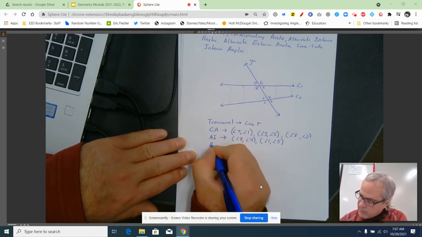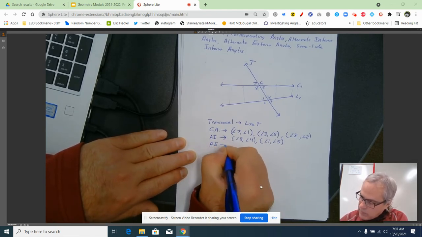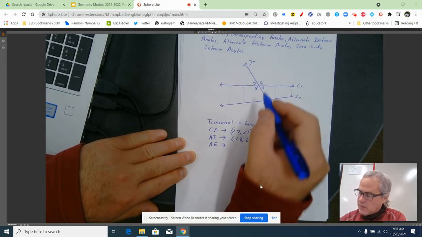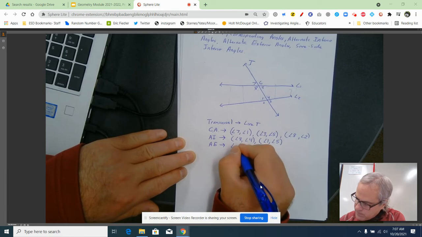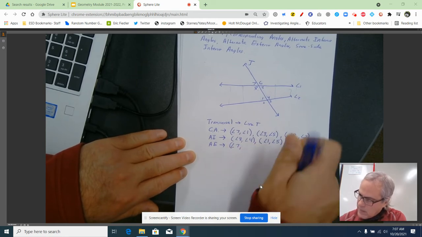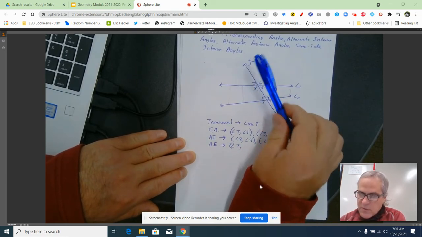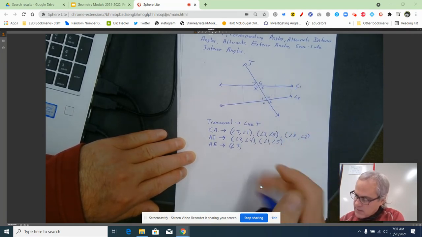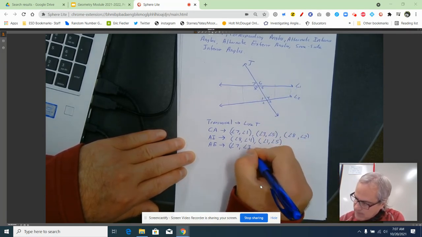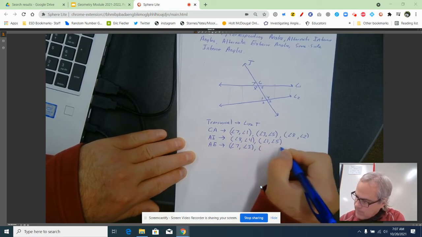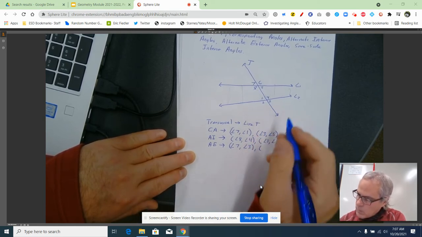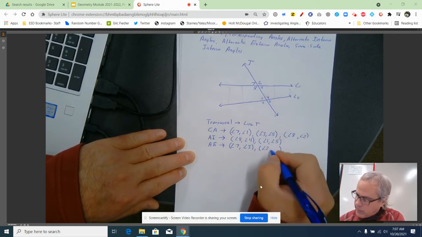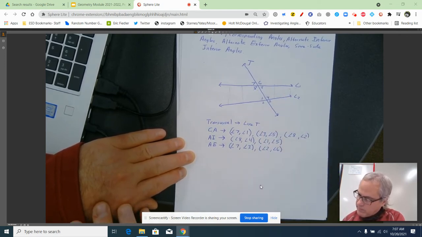Let's do alternate exteriors, AEs. Alternate exterior: alternate sides of the transversal, both in the exterior. Let's start with angle 7. It's got to be on the other side of that transversal, and it's got to be in the exterior. It can't be adjacent, and it's going to be angle 3. How about the other one? Well, that would be angle 2, alternate side of the transversal, in the exterior as well: angle 6.